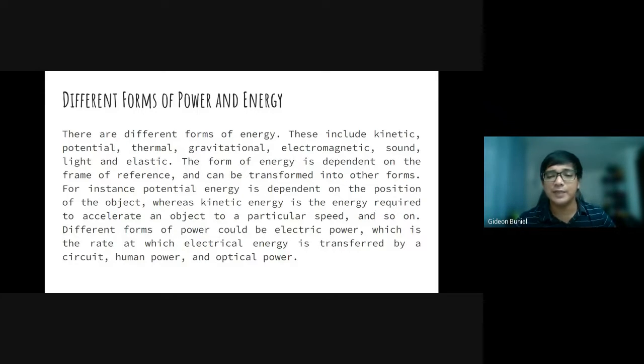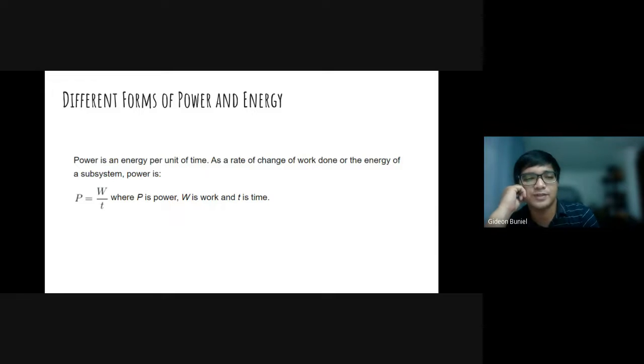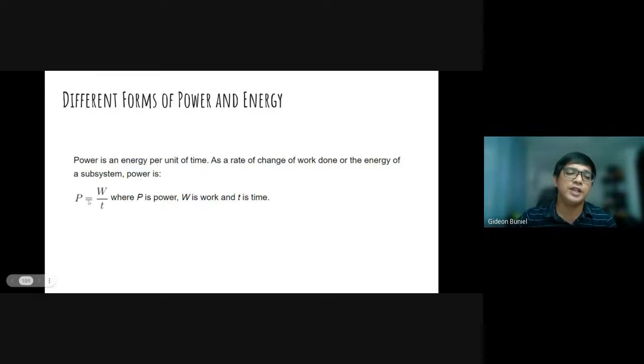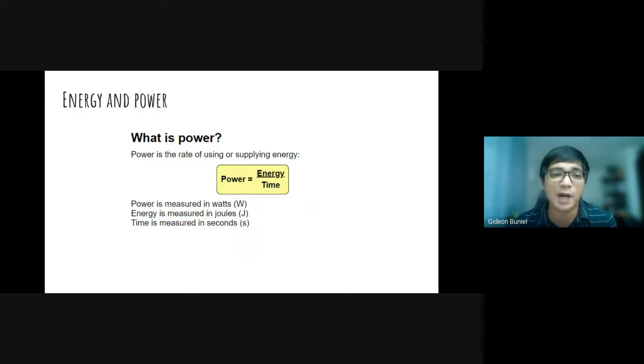Different forms of power could be electric power, which is the rate at which electrical energy is transferred by a circuit, human power, and optical power. Power is energy per unit of time, as a rate of change of work done, or the energy of a subsystem. Power is equal to work over time. So we have here P is equal to W over T, where P is power, W is work, and T is time. What is power?